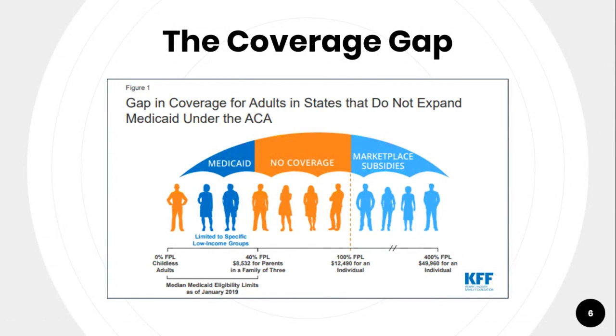So at the bottom, on the left, you can see the blue area, which is what states have set their Medicaid eligibility limit at. Then you have no coverage, which is the gap between what the ACA said it would subsidize and what the state's Medicaid eligibility requirement is. So people in that gap neither get subsidies nor Medicaid, and have no health coverage.